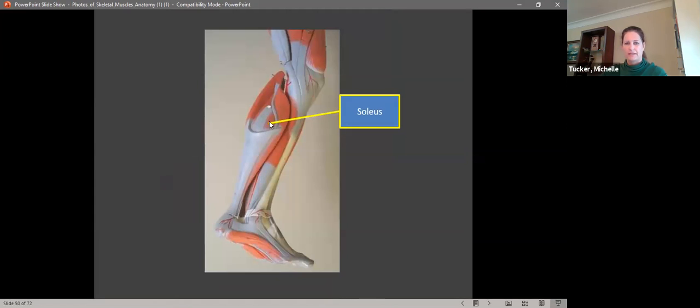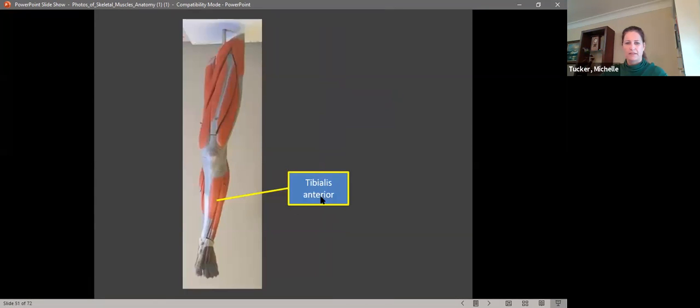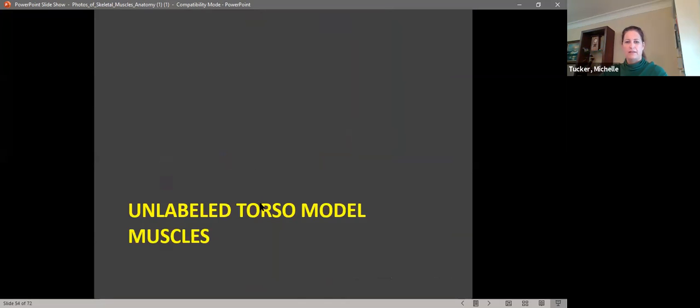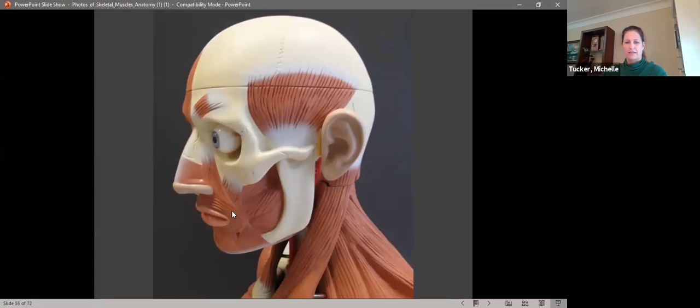This shows how soleus is deep to gastrocnemius. And then there is a section that is unlabeled, so you can quiz yourself and go through that first page and second page, the list of muscles, and see if you can identify what those muscles are.